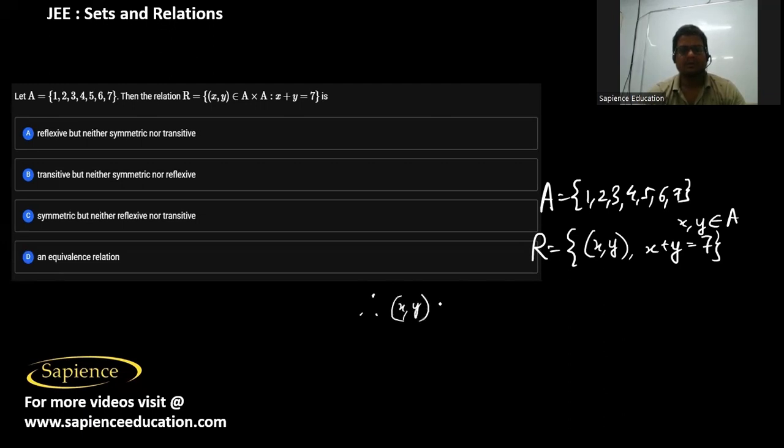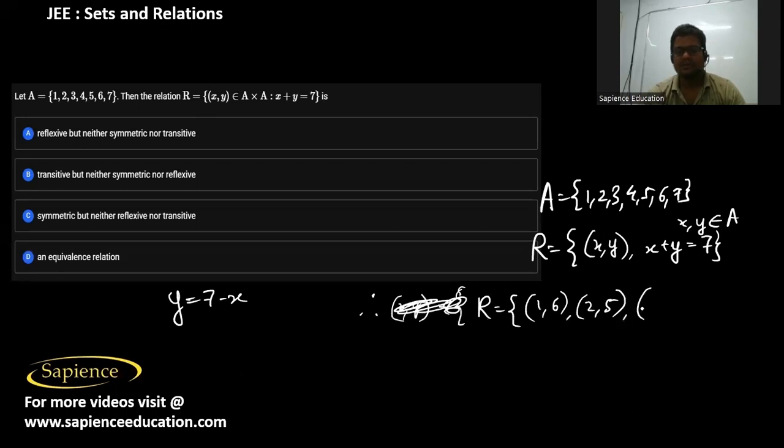So therefore the relation R can be equal to, so y equals 7 minus x. So it can be 1 comma 6, 2 comma 5, and then 3 comma 4, 4 comma 3, and 5 comma 2, and 6 comma 1. So it means it can have these 6 elements.